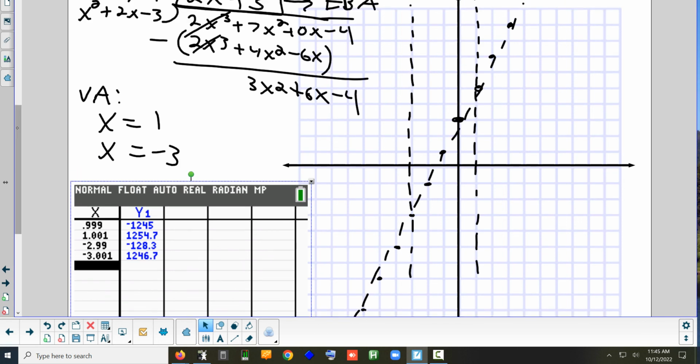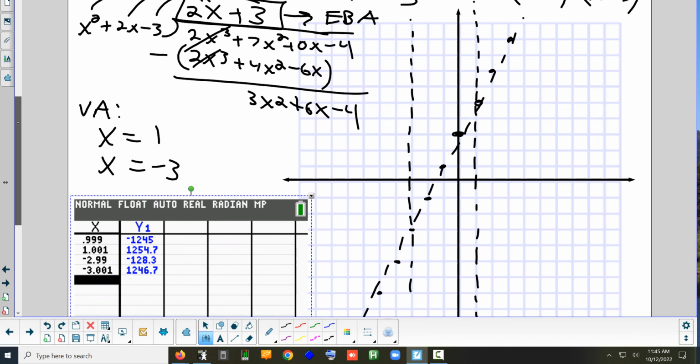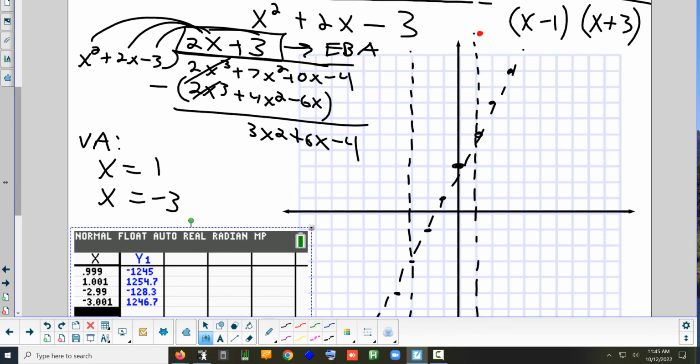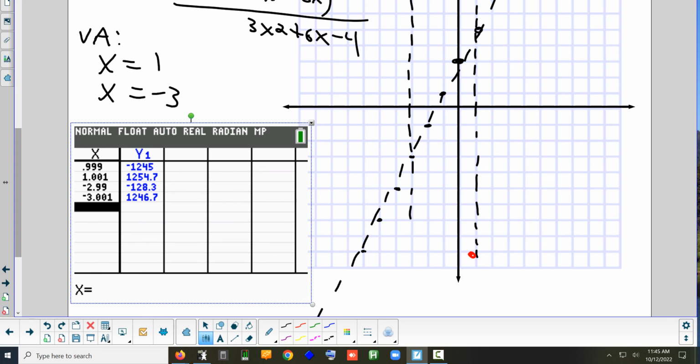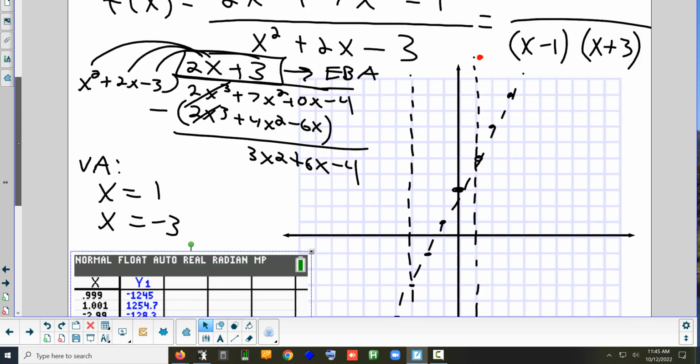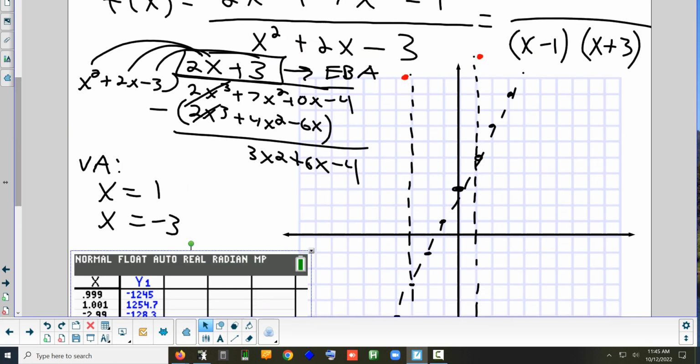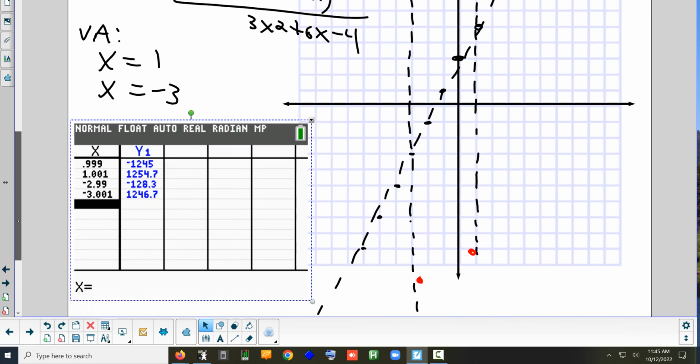Okay. Just before the asymptote of 1, I'm way down. So way down there. Just after the asymptote, way up. What else? Just to the right of negative 3, I'm way down. To the left of negative 3, way up. Okay, so I got those points.